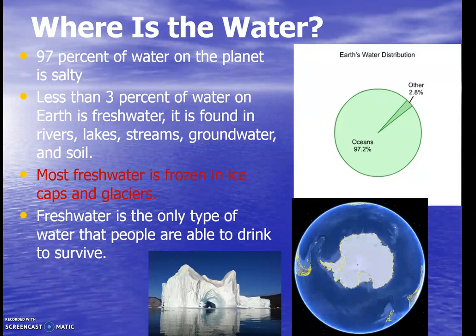Where is the Earth's water? 97% of the planet has salt water, mostly in the ocean. Less than 3% of water on Earth is fresh water, and it can be found in rivers, streams, lakes, groundwater, and soil. But actually, most fresh water is frozen into ice caps and glaciers in Antarctica and the Arctic. Fresh water is the only type of water that people are able to drink to survive.